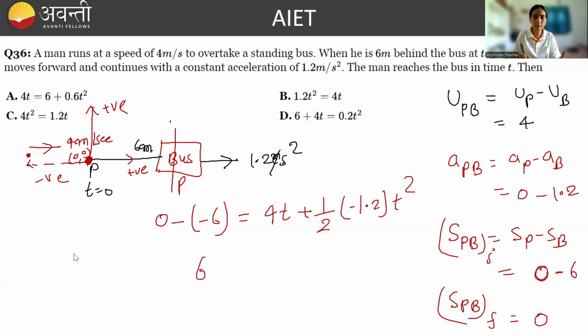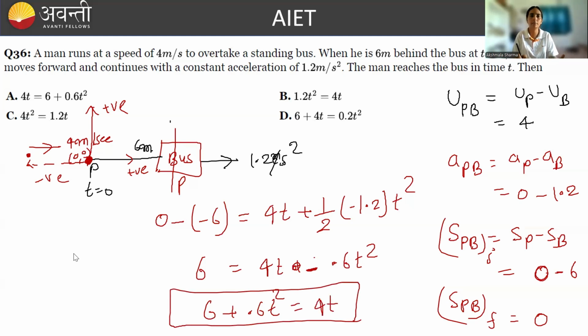So if you solve it, 6 equal to 4t plus how much will it become? This is negative. So this is minus 0.6 t square. So if you solve it or bring it here, 6 plus 0.6 t square is equal to 4t. So this is going to be the correct answer. Okay, so the correct answer will be A.